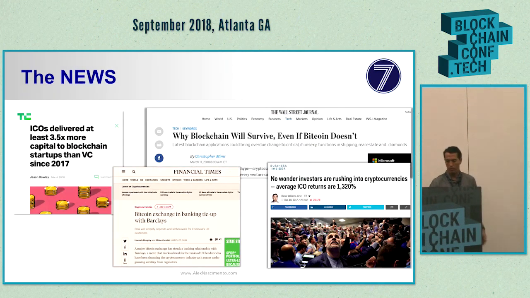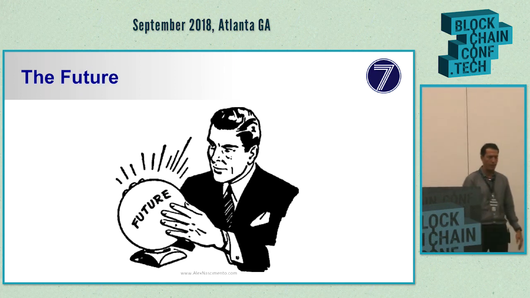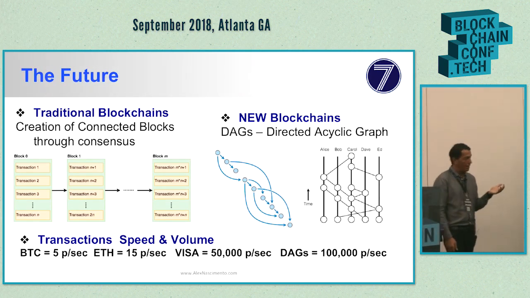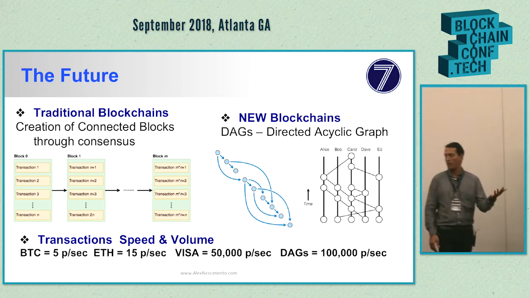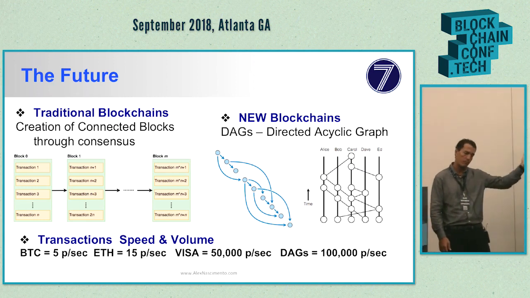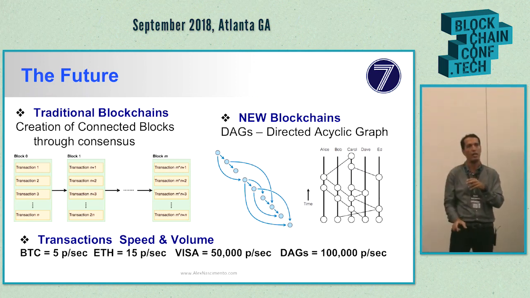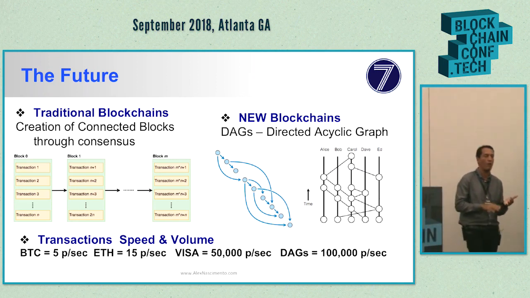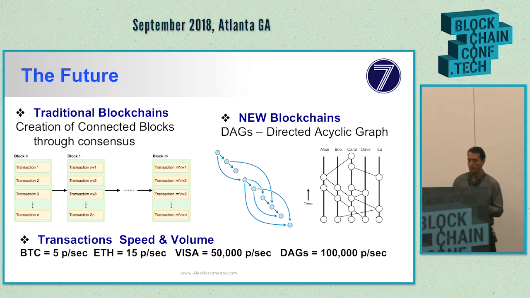Some of the news, we've all been following the news. But here's what I think the future is, and then I'll open it for questions. This is what we have right now, blocks. But the new blockchain, in my opinion, are going to be directed acyclic graphs, or DAGs, which is one block talks to another instead of creating a chain of blocks, right? This is going to solve a lot of problems with consensus as well as volume of transactions.